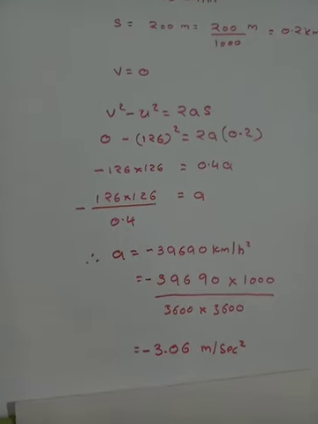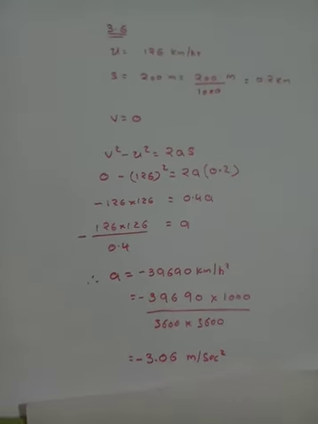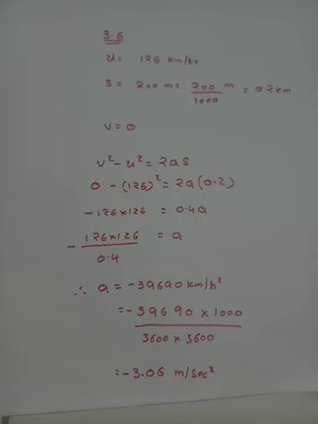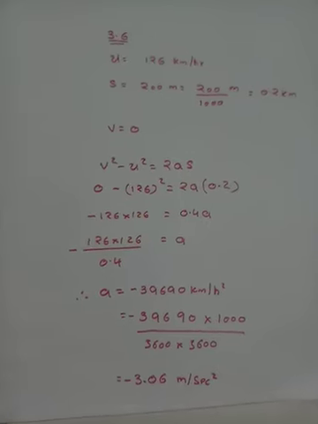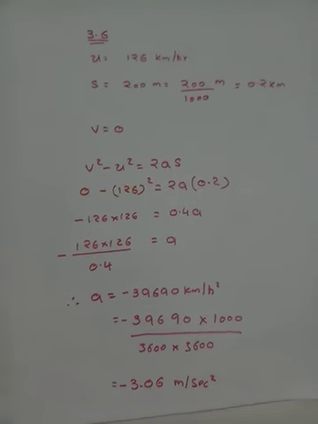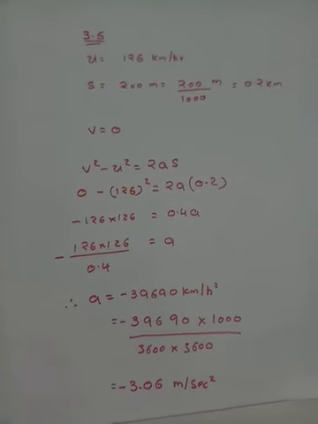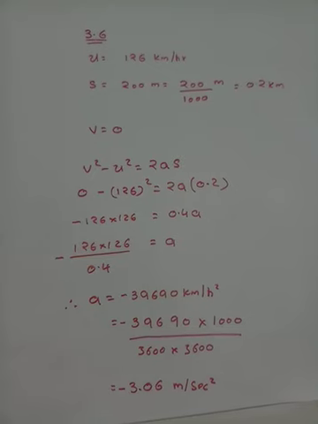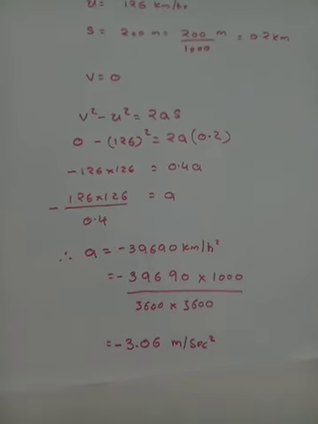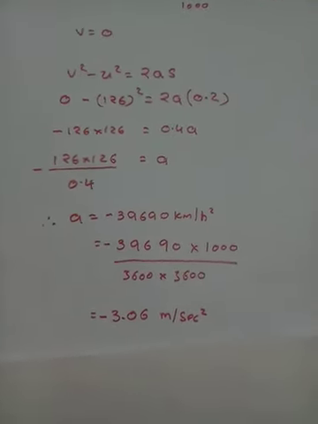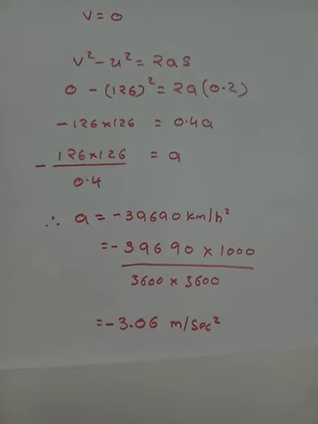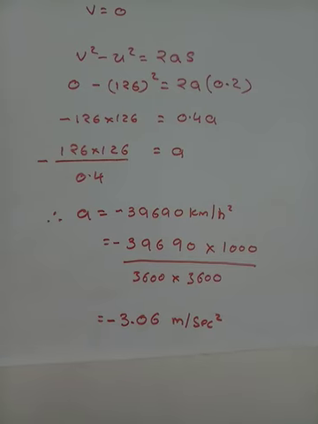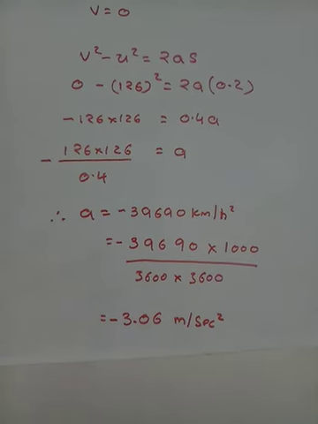Generally what we do in physics is that the units used in the question are used in the answer as well. Because the distances and everything are given in terms of kilometers per hour, the answer must also be in kilometers per hour square, but because the answer is given in meters per second square, we convert this 39690 kilometers per hour square into meters per second square.